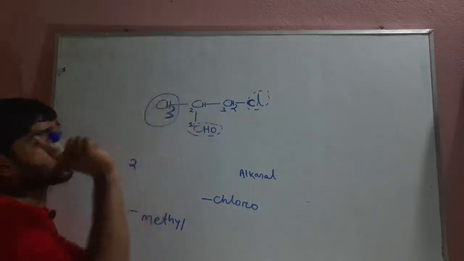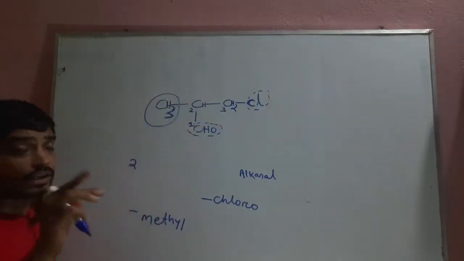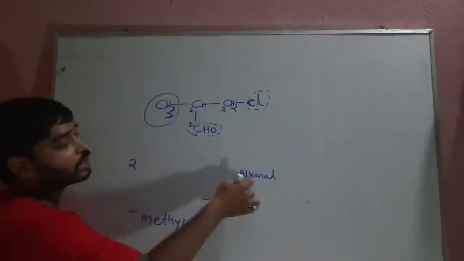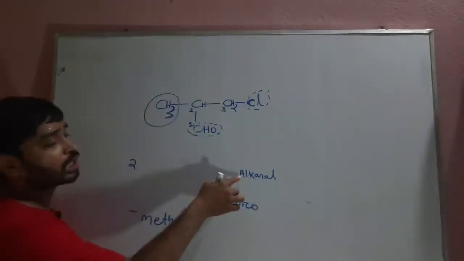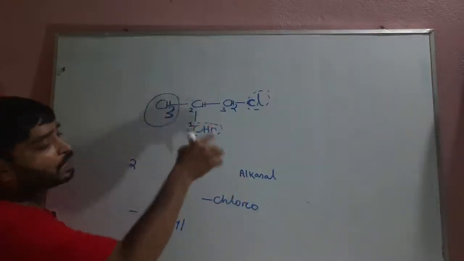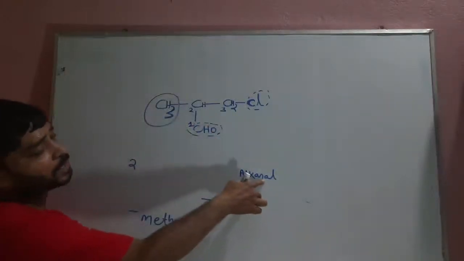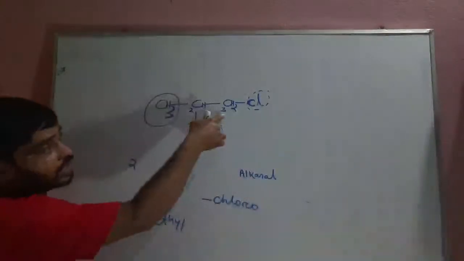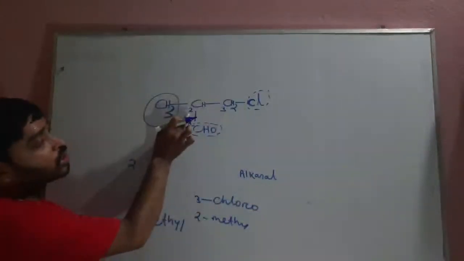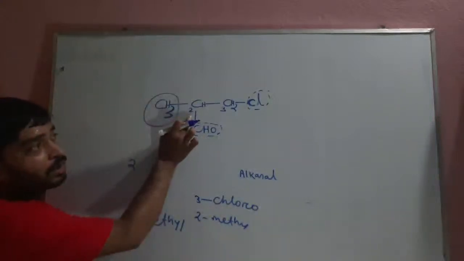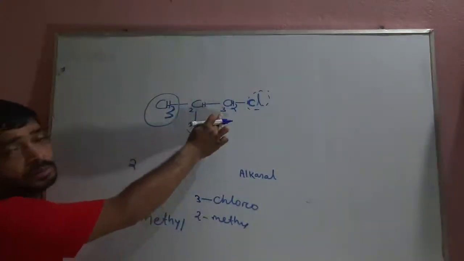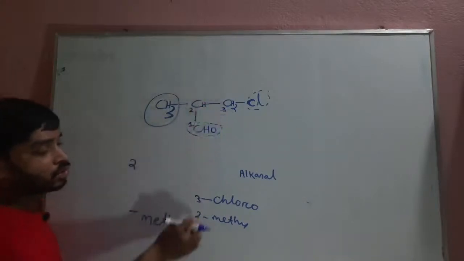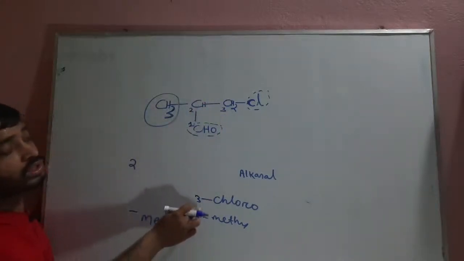The main chain has 3 carbons, and the word root for that is prop. If we use this word root in this format, the name will be alkane, meaning propane, and the E will be replaced by OL, so the name becomes propanol. The chlorine is directly bonded to the second carbon, and the methyl group is present near the third carbon, so it becomes 2 chloro 3 chloro 2 methyl.